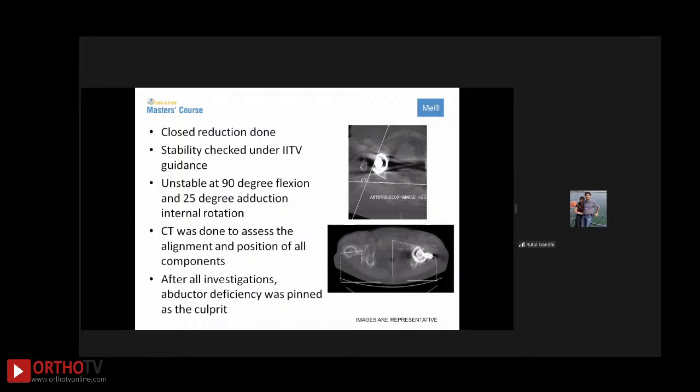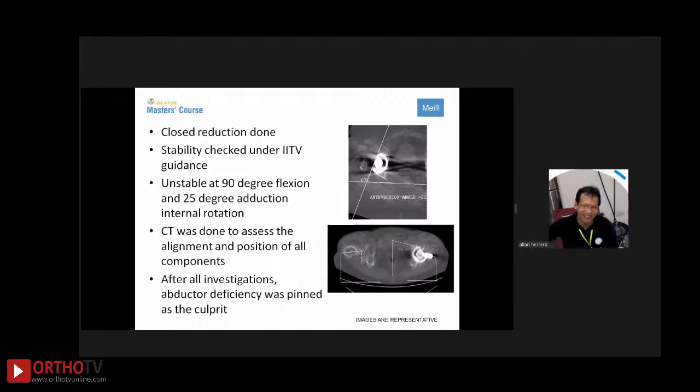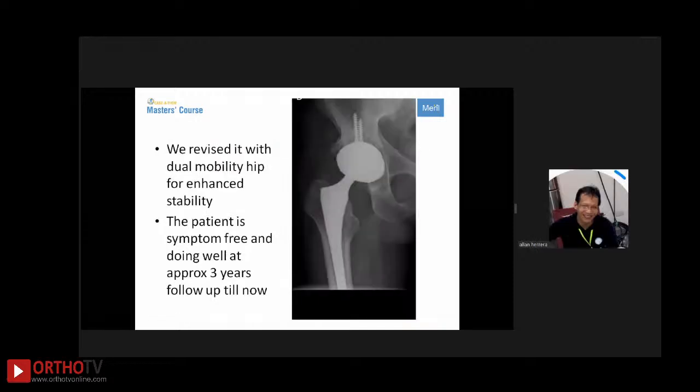And after all the investigations, due to the thorough debridement which we did for metallosis, we thought that the abductor deficiency was the main culprit for this dislocation. And so we revised it with a dual mobility hip for enhanced stability. And the patient is symptom free and doing well at approximately 3 years of follow-up till now.